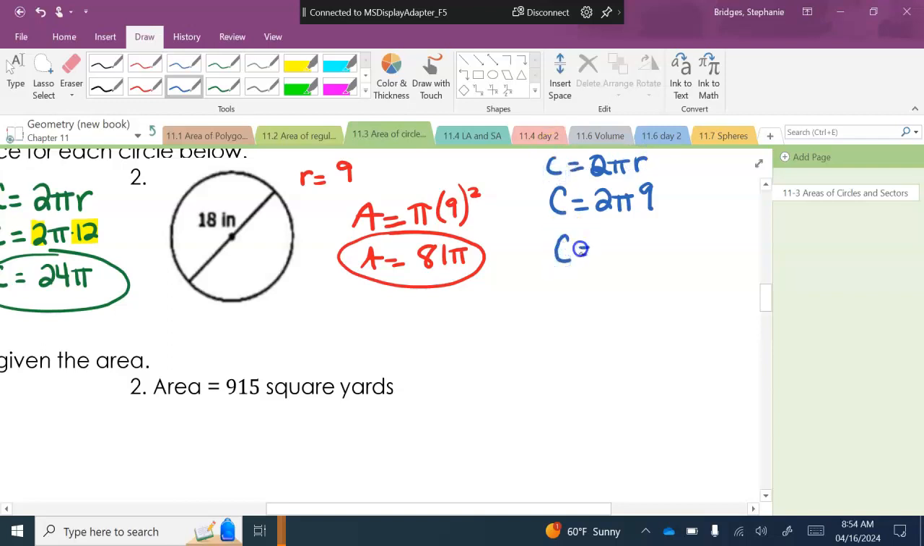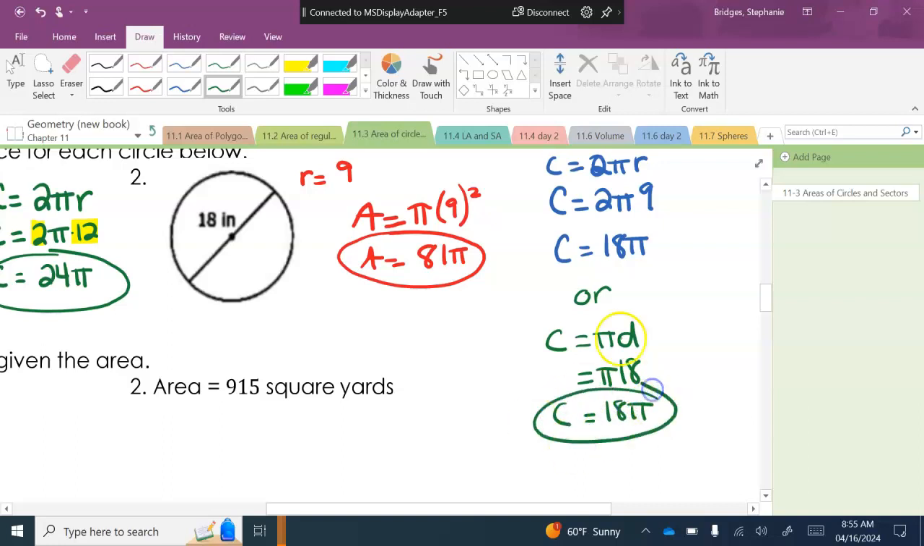what's 2 times 9? 18, okay. Or, if I use the circumference is equal to pi times diameter, what did we say the diameter was? 18, so isn't that the same thing? Either one of those. With the circumference formula, it doesn't matter which one you use. Is everybody kind of okay with that?